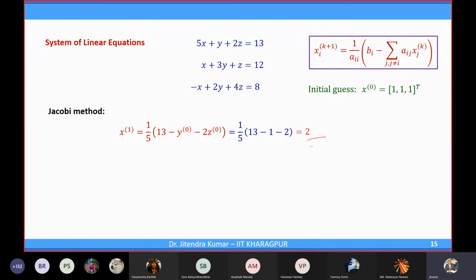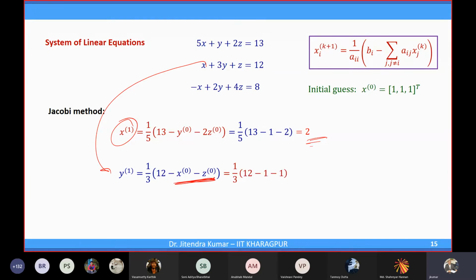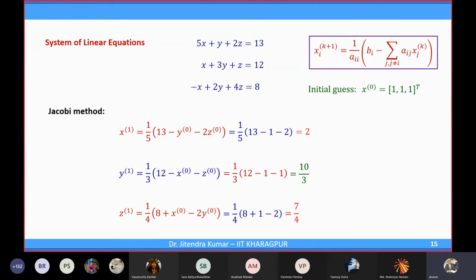So it's just 2 here, right? So x1, the updated value of x, is 2. Now I'm using y from the second equation, and again here I will use 1, 1, 1. I have 10 by 3. Now z, I have this 7 by 4. Is that clear, this computation?